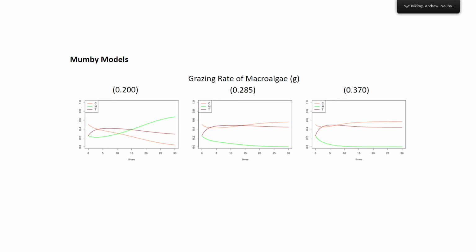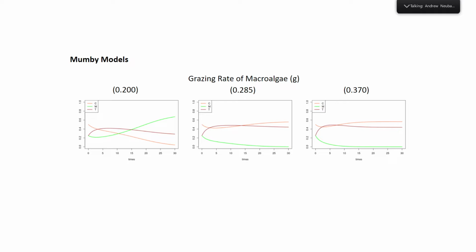macroalgae dominate the system over time, with the coral dying out and the turf taking up the remaining portion of the system. In the second model, you can see that the coral population thrives and the macroalgae dies out, with the turf taking up the remaining portion of the population. But with this model, depending on the initial values you use, you could see a system where the macroalgae dominates and the coral dies out. So that would be the opposite from what's shown in the graph.